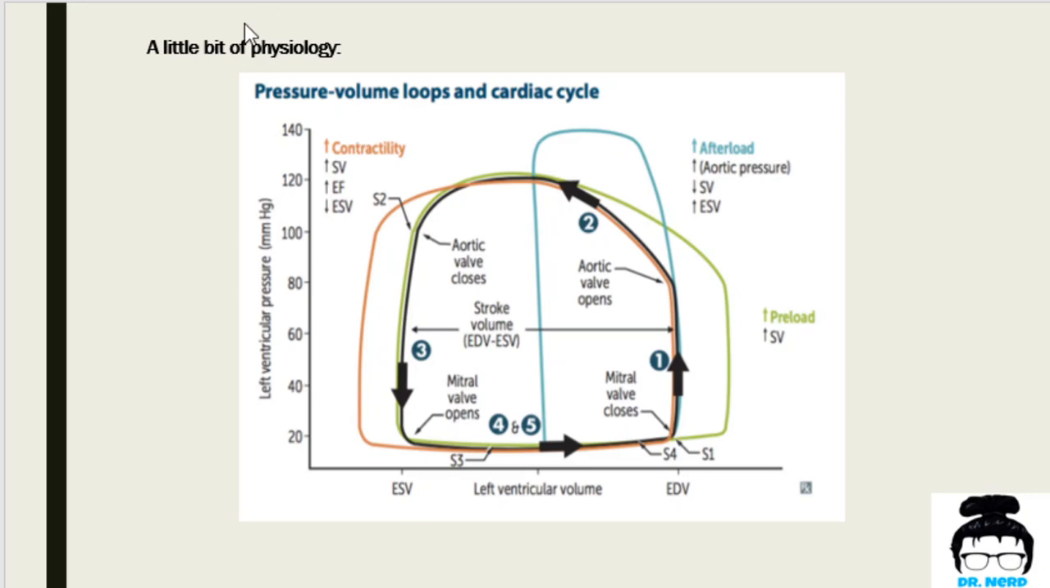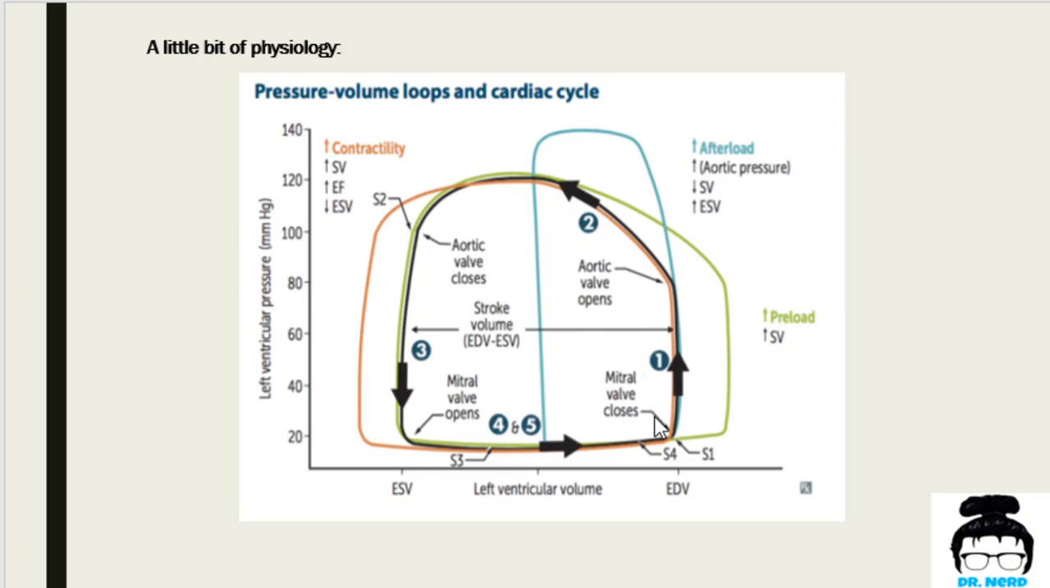Now I'll talk very briefly about the physiology. Now there is this thing which is called the pressure volume loop, which is explained in this diagram. So on the y-axis we have the left ventricular pressure. On the x-axis we have the left ventricular volume. Here we are talking about only the left ventricle. Now it has 5 phases, which we're going to be talking about here.